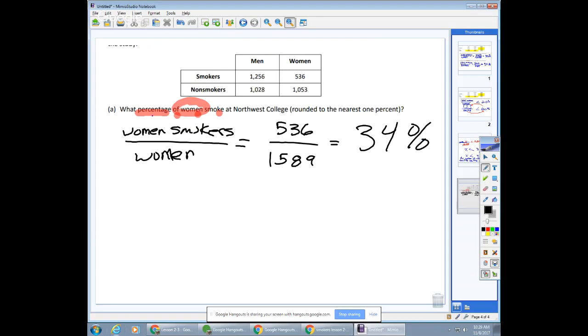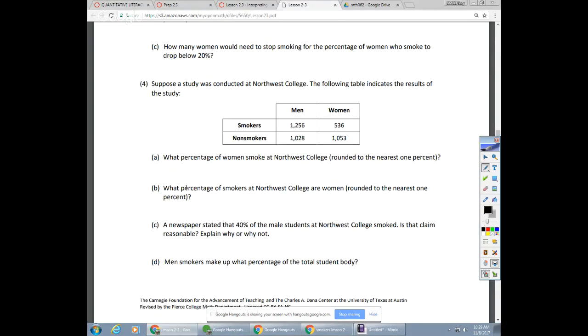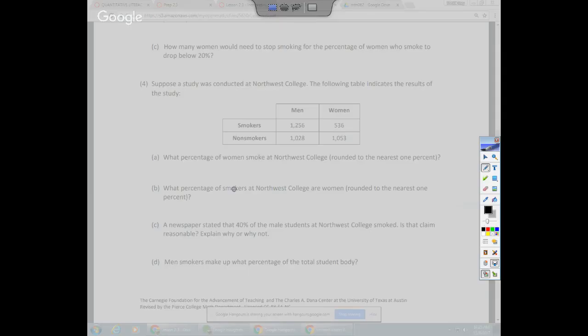Then the second question is reworded. So in the reworded part, I want to know percentage of smokers. So since it says percentage of smokers, smokers is now my audience. And then of the smokers, I need to figure out how many are women. So put that in as a question.